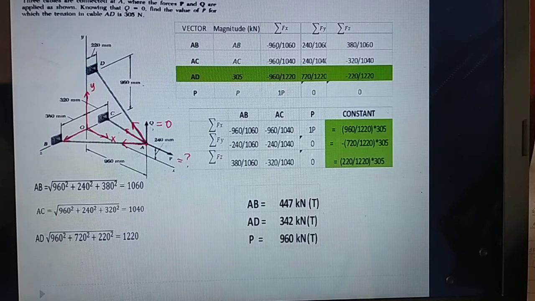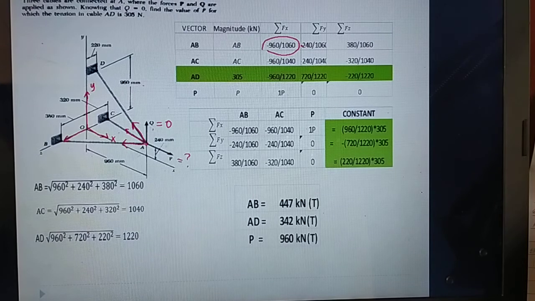So I will get the unit vector. For AB, along the x-axis, that is going to the left, negative 960 over 1060. So I put it here, negative. Along the y-axis, from point A to the level of point B, you have to go down. So this is negative 240. I put it here, negative 240 over 1060.